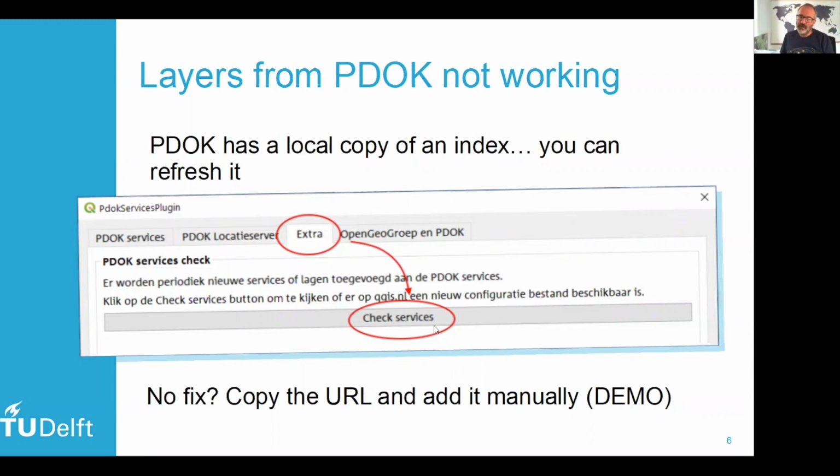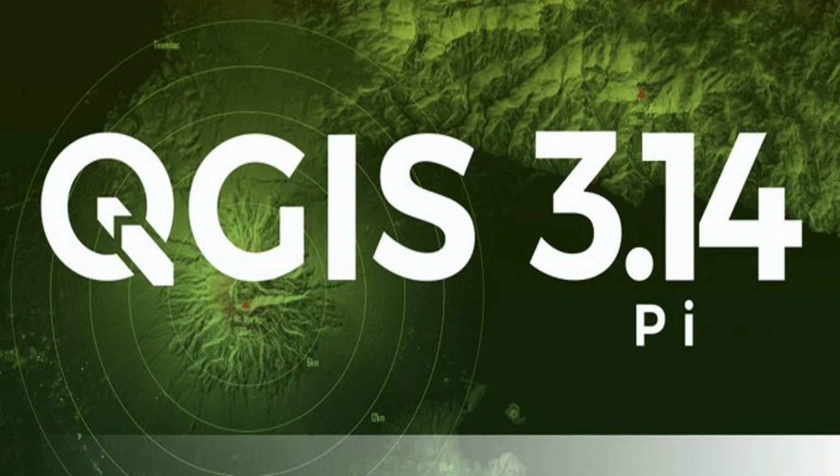If you read somewhere that there's, for example, new aerial imagery available in PDOK, check services, because as soon as that news comes out, the maker of this plugin, Richard Duivenvoorde, will change the index again and you can use it again. So refresh it. That saves you about 80, 90% of all the issues. If that doesn't fix the problem, you can copy the URL for a service and add it manually.